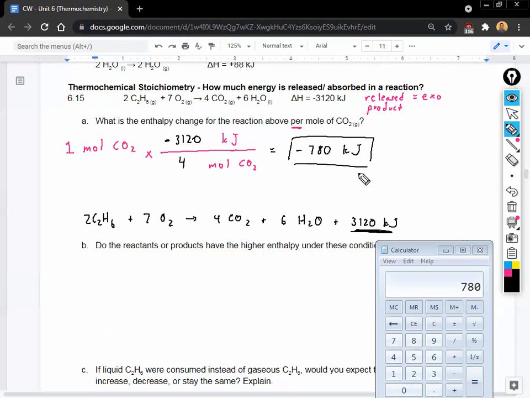Okay. So the point of this problem is that energy is part of the chemical equation. Okay, you can put it on the product or reactant side. Just be careful with the sign, positive and negative.